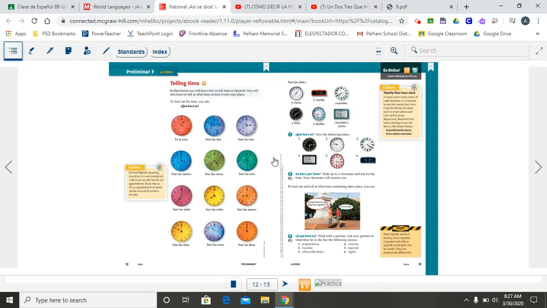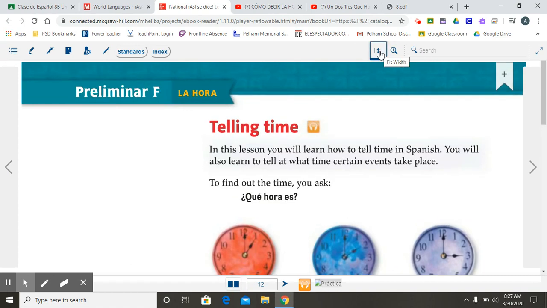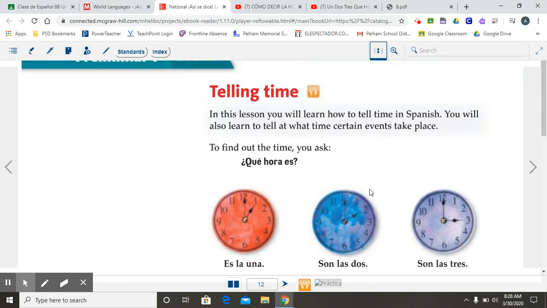So here we have the 2 pages we're gonna learn from today. I'm gonna make it single, and let's see, preliminary F, la hora, the time. Okay, telling time. In this lesson, you will learn how to tell time in Spanish. You will also learn to tell at what time certain events take place. Okay, to find out the time, you ask.